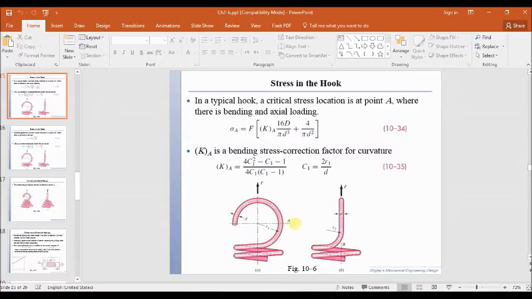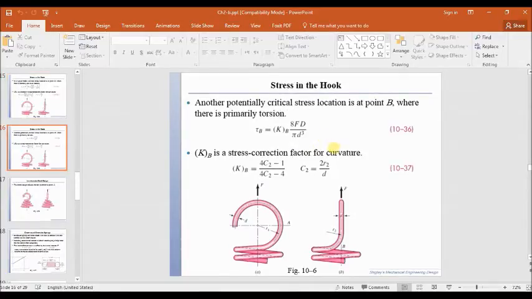In order to find this bending stress, we need to find C1, which is a function of R1. R1 is the radius of the hook. So I have to substitute the radius of the hook into this equation to find C1, and C1 should be substituted into this correction factor. Later on, the correction factor will be substituted into this equation to find the bending stress.